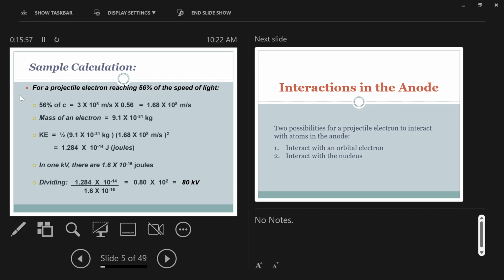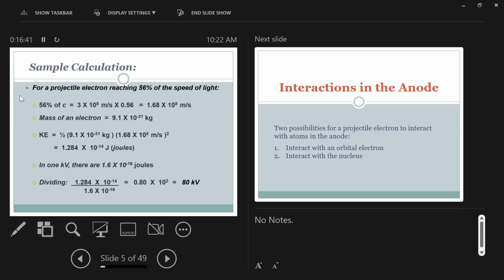So there's a way to now ask, given that you have figured this out, you know how many joules of energy are in that single electron, how much kinetic energy it has. There's a way to go, all right, given that much kinetic energy, how much kV did it take, or how much kV was necessary to accelerate it that fast? So you can ask that, and when you do, you need to know how much energy is in 1 kV. So here's 1 kV. In 1 kV, there are 1.6 times 10 to the negative 16 joules. Which is a bigger number? 10 to the negative 14 or 10 to the negative 16?